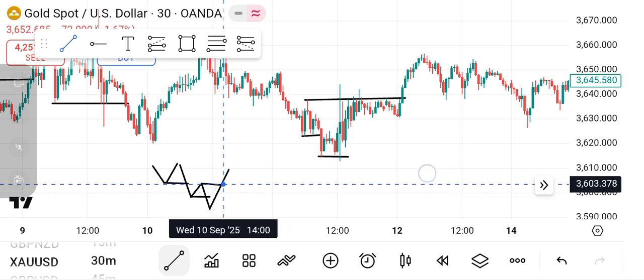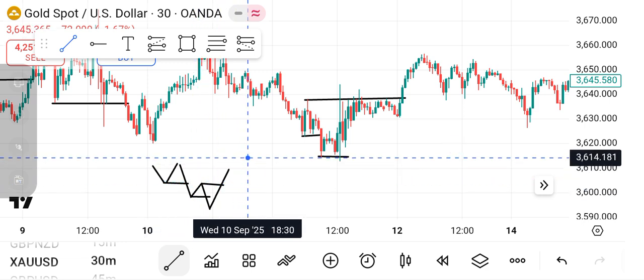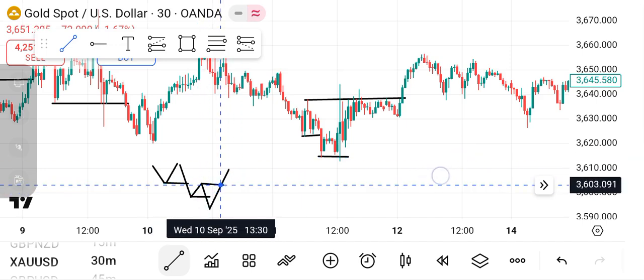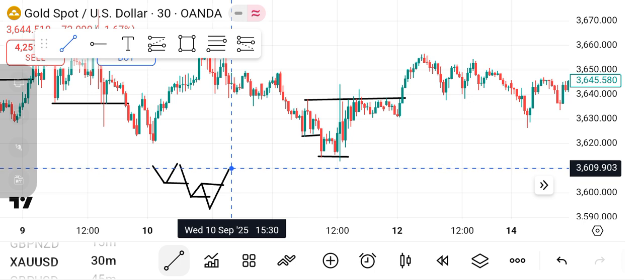If price only breaks here with a wick, then it is known as an invalid change of character. Until price breaks this high with a candle body, then we can call it a change of character. So I hope you guys understand now.